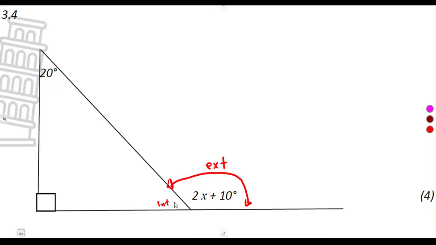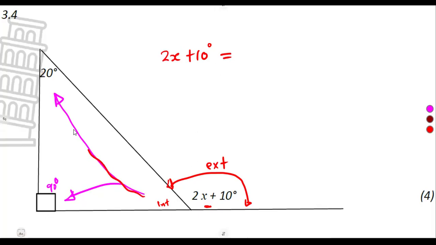The interior angle and the opposite interior angles are given as well. The 90 degrees is the indication of the right angle. So guys, we can form an equation, as we do understand that this exterior angle that we see, 2x plus 10 degrees, is equal to what? The sum of these two opposite interior angles, the 20 degrees and the 90 degrees.